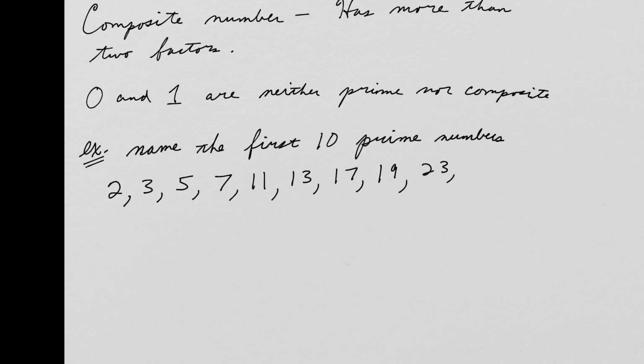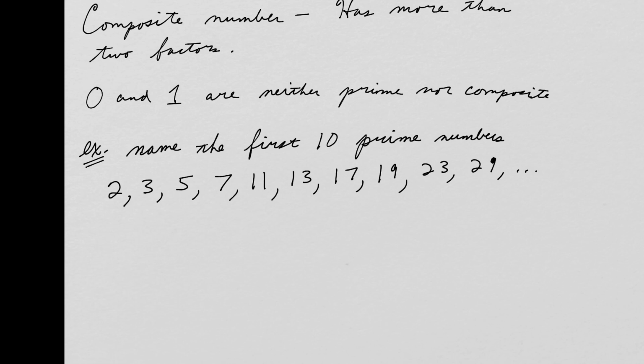Then 24, no. 25, 5 times 5, no. 26 is even, no. 27, no. 3 times 9, right? 28 is even, no. 29 looks like the next one. And so on, right? So these numbers are only divisible by themselves and 1. Or they only have themselves and 1 as factors. So those are the prime numbers.